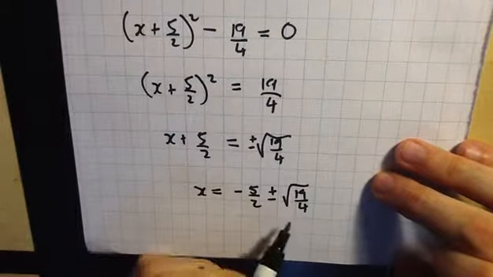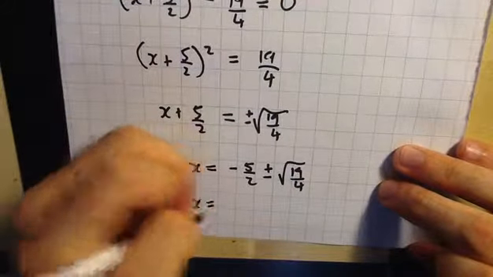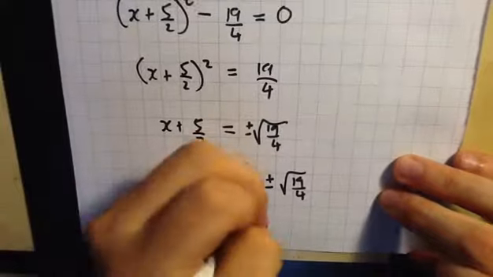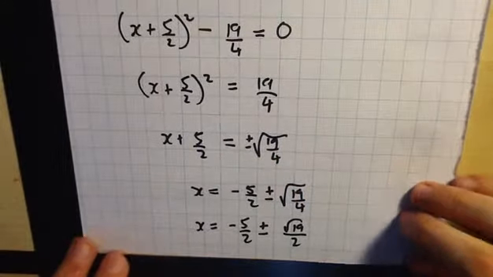Now, root 19 on 4, I don't know what root 19 is, but I know root 4 is 2. So actually I can write this as x is equal to negative 5 on 2 plus or minus root 19 on 2. And they're the two solutions to the quadratic.